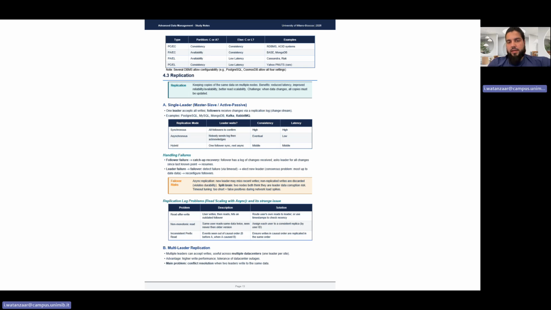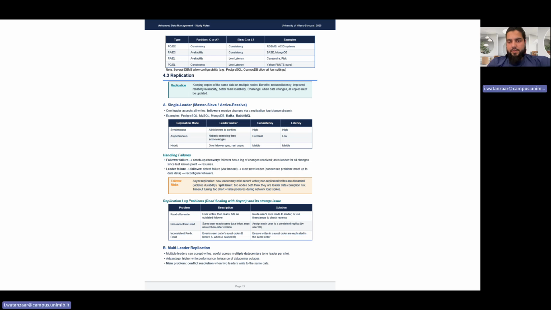And the second problem: non-monotonic read. It is another problem that arises when we are read scaling with asynchronous replication, which is an application-like problem. And the second strange issue they give rise to is called non-monotonic read.